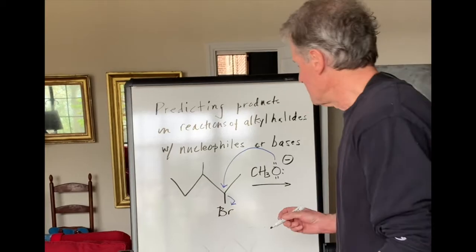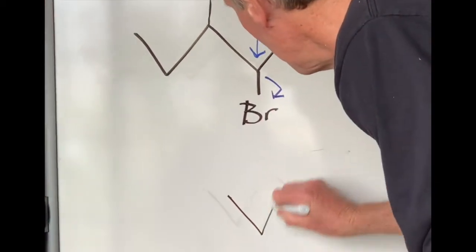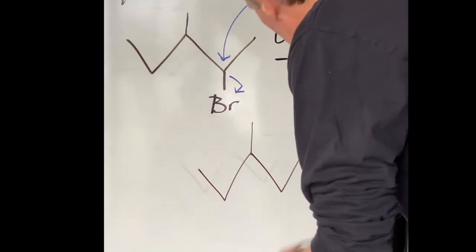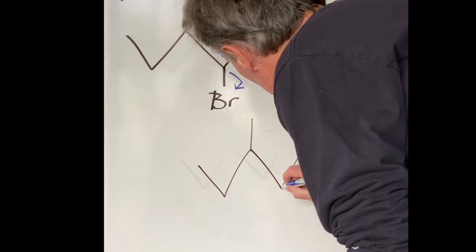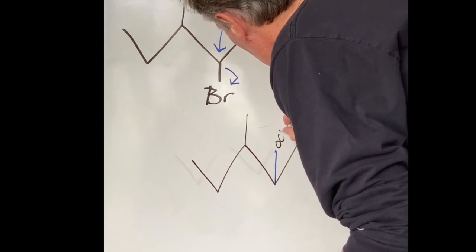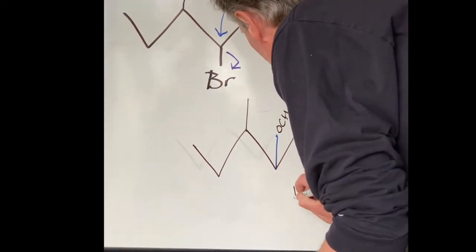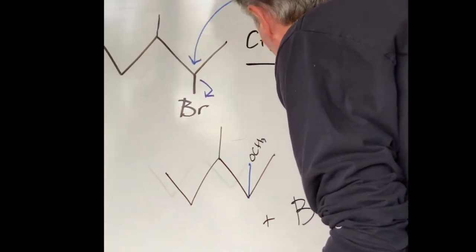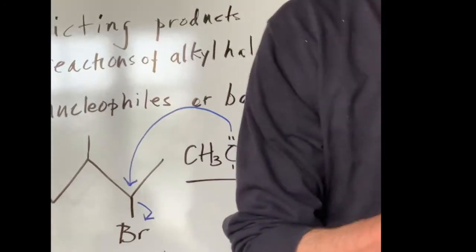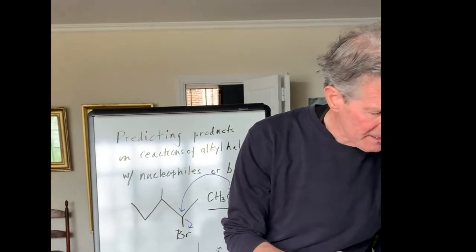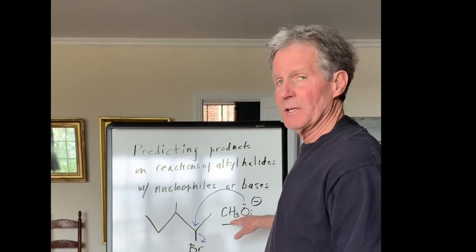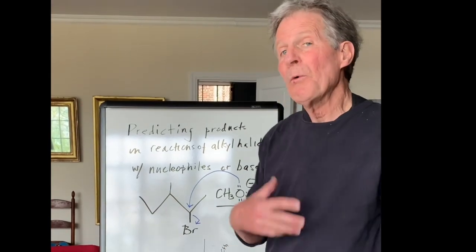And if that happens, the product we get would be, but now we have a bond here to methoxide, and a bromide anion displaced, SN2. Now, I want you to consider, I'm just going to erase a couple of things, and I want you to consider, what if we were dealing not with a strong nucleophile like methoxide, but with a weak nucleophile?